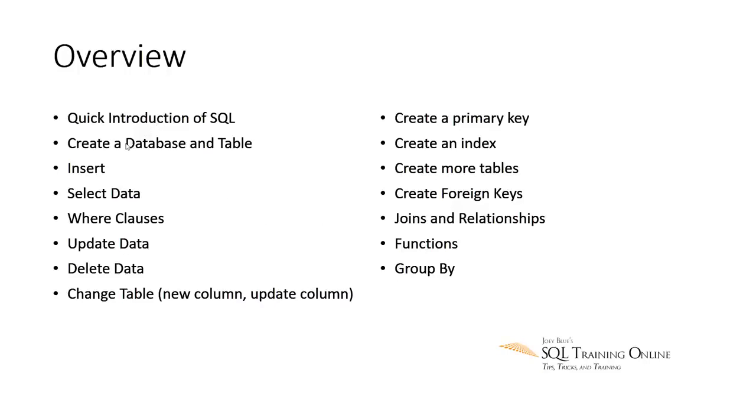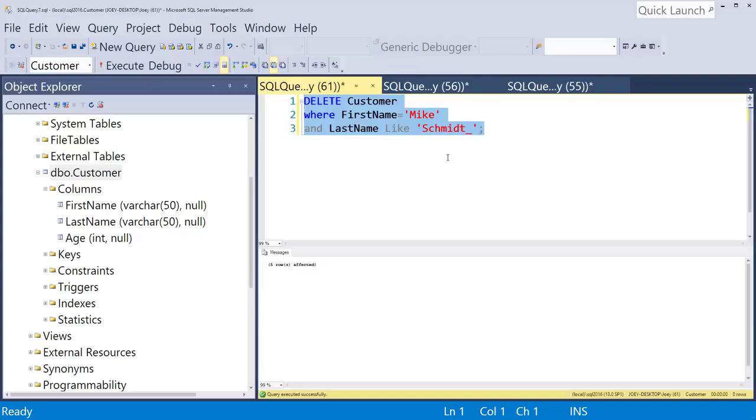And we've done the quick introduction, created a database, created the table, inserted, selected. We did a few where clauses. We updated the data, we deleted the data. Now we need to change and add some columns. So let's go do that. So in here we have first name, last name, and age. What else should we add to that table? I think we should add city.